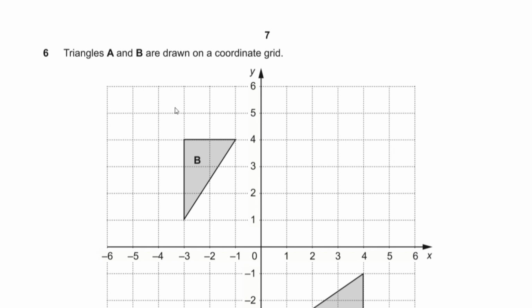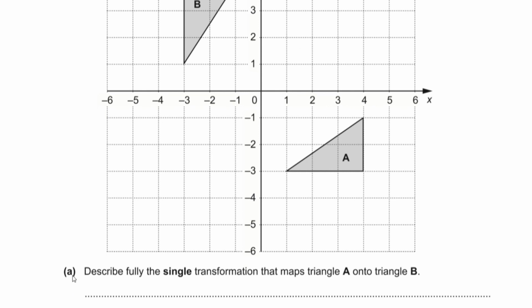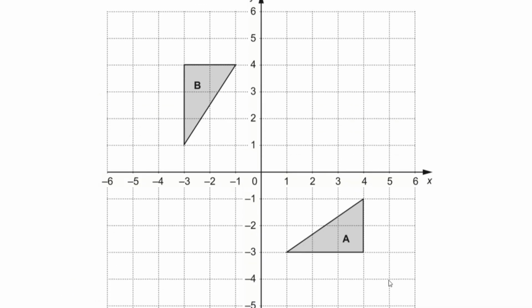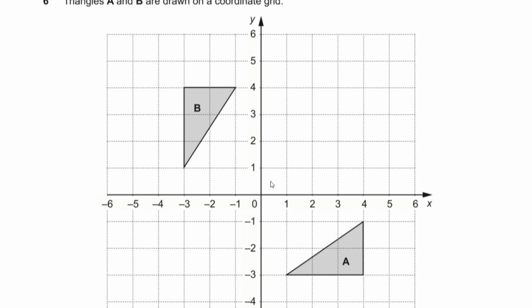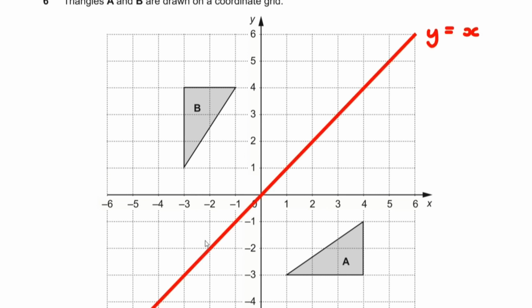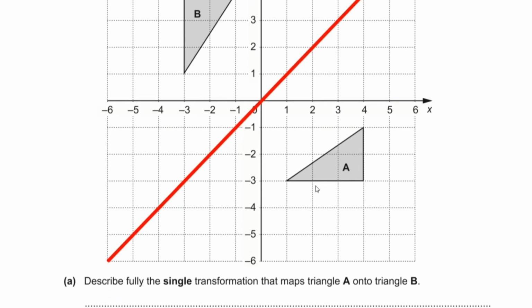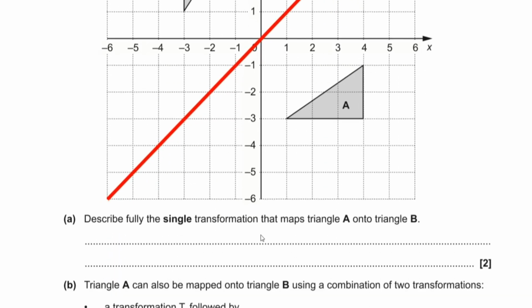Question number 6. Triangles A and B are drawn on a coordinate grid. That's what we see here. For part A, we have to describe fully the single transformation that maps triangle A onto triangle B. Well, A to B, you can see we've got this line y equals x, and essentially this is our mirror line. So the transformation that maps A to B is a reflection in the line y equals x.